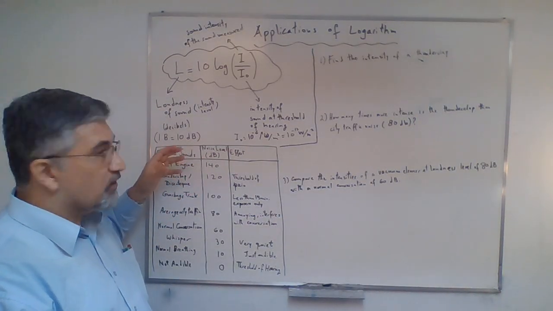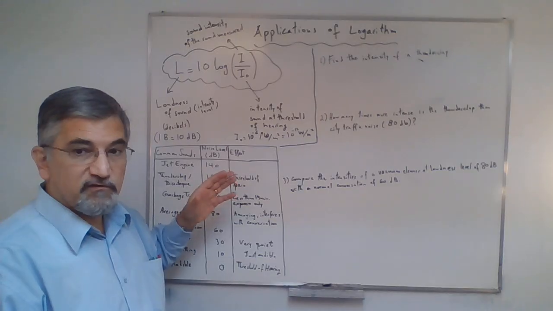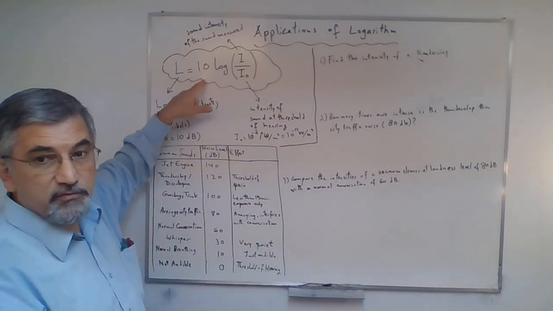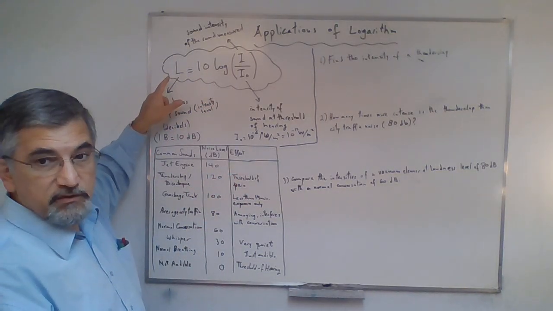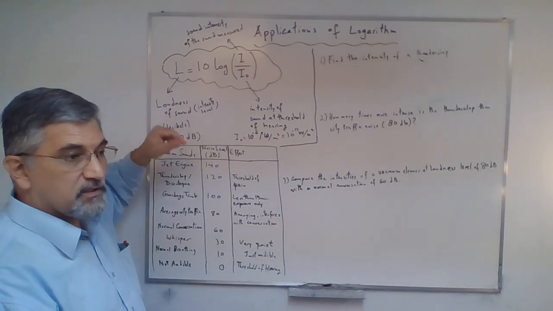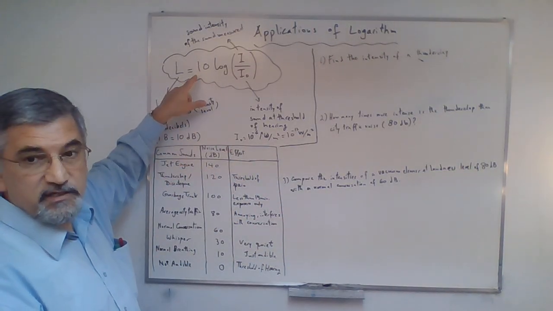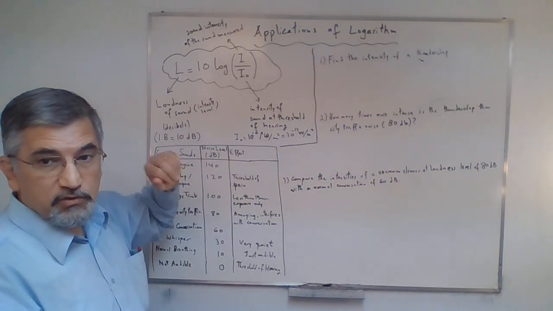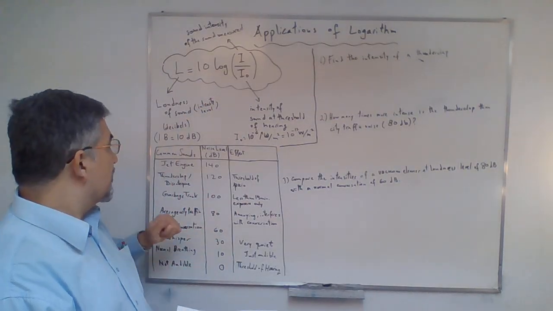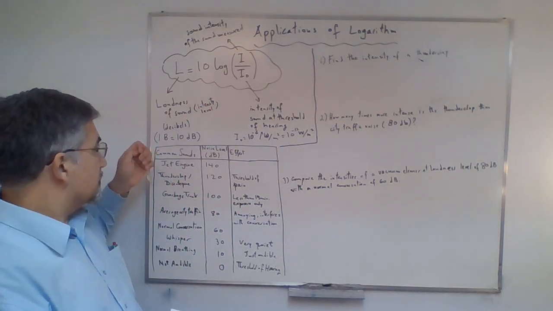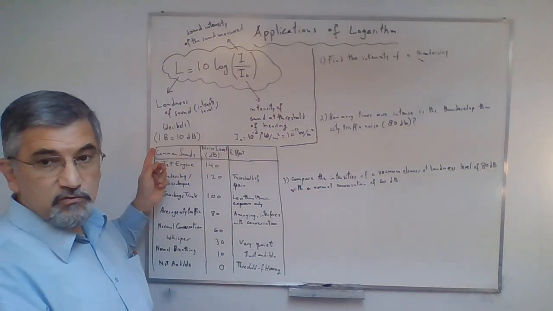Now, if you are working in terms of bells, you don't need the 10 in the formula. But if you want the answer to be in terms of decibels, which is the norm actually, then you have to put the 10 in front of the logarithm. Otherwise, you don't need the 10 in front of the logarithm. And the reason is because 10 decibels is equal to 1 bell.